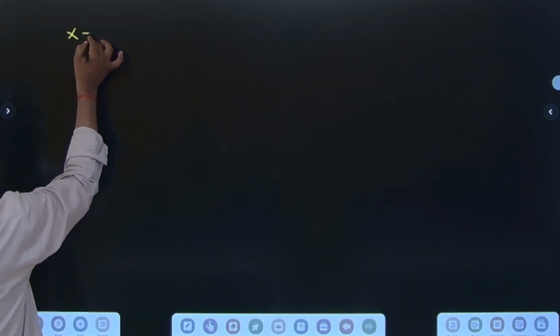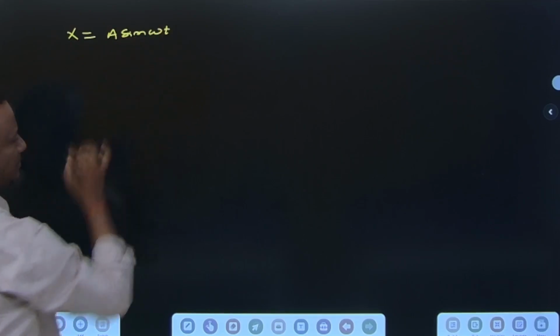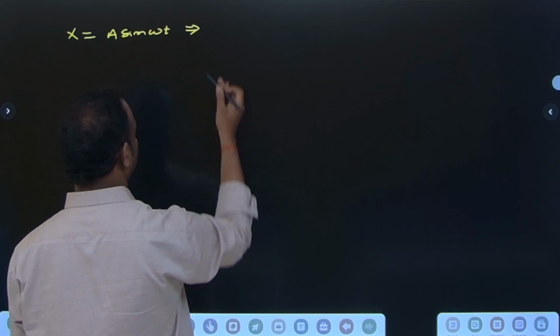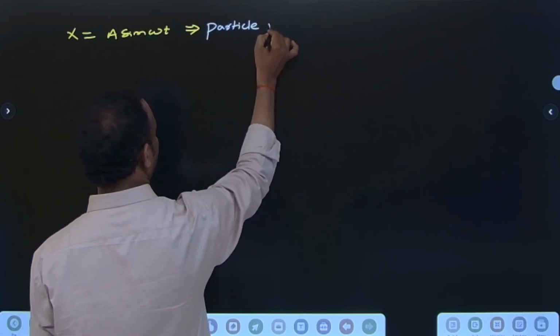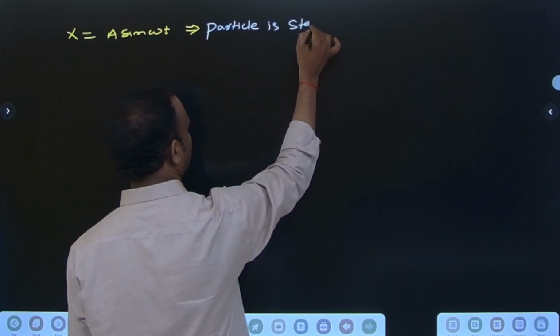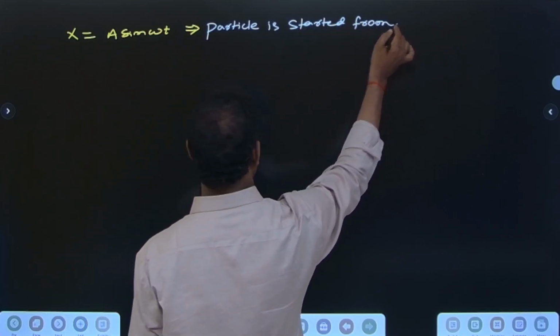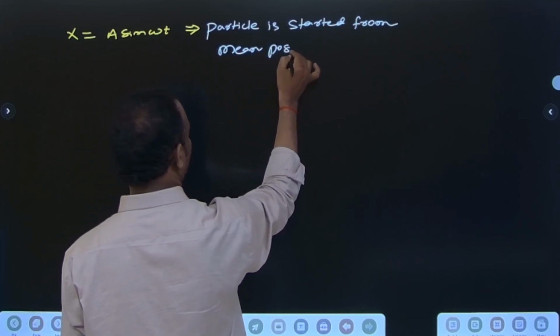X is equal to A sin omega t. So it means what? It means the particle is started from the mean position. No issue on this.